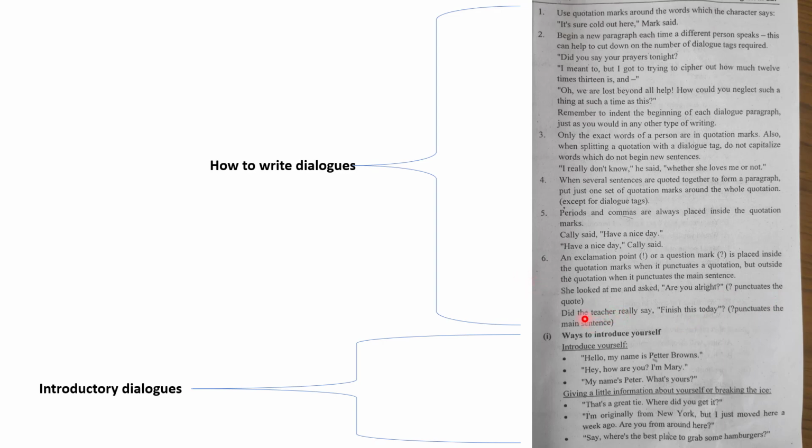But if you say, did the teacher really say "finish this today"? In this case, the teacher only said to finish a certain homework or something by today. So the teacher did not ask a question. It is you who is asking the question. So in this case, the question mark will not be inserted inside the quotation mark, because the question mark punctuates the main sentence.